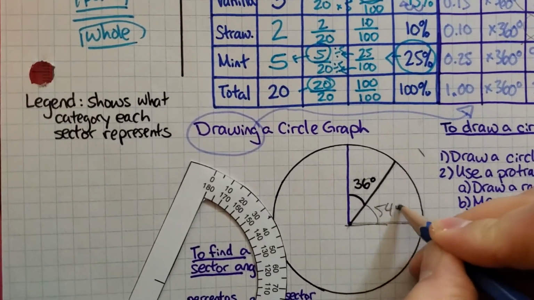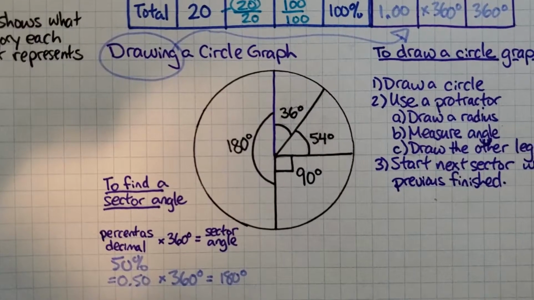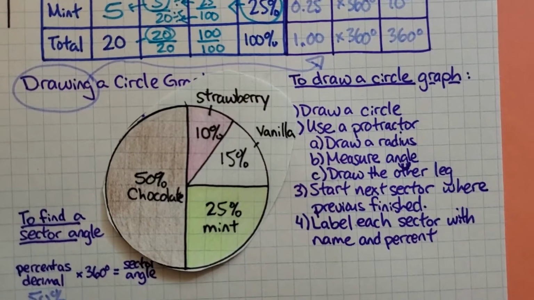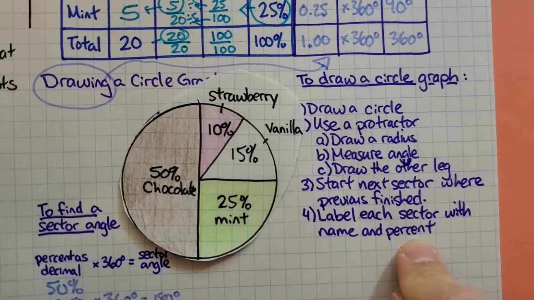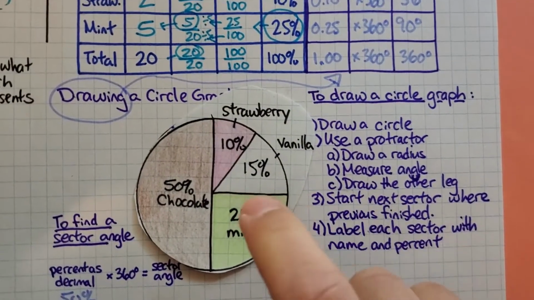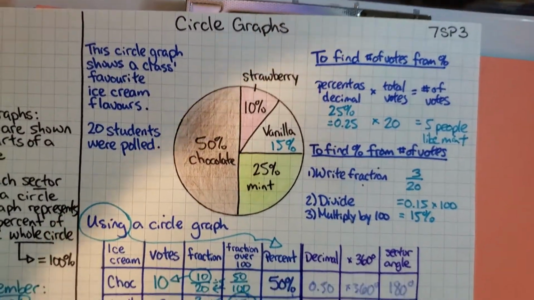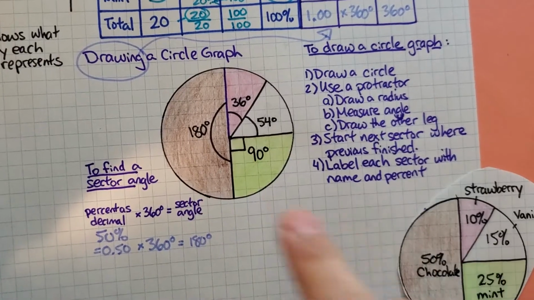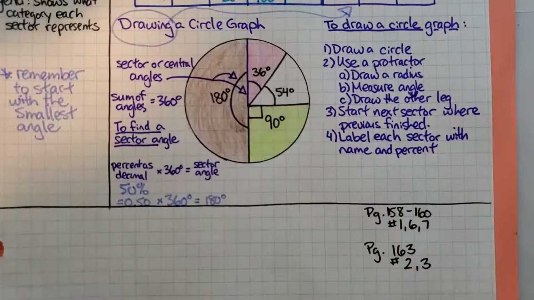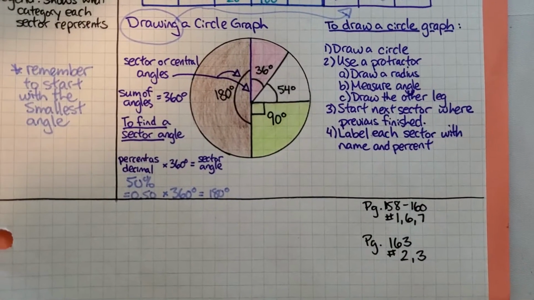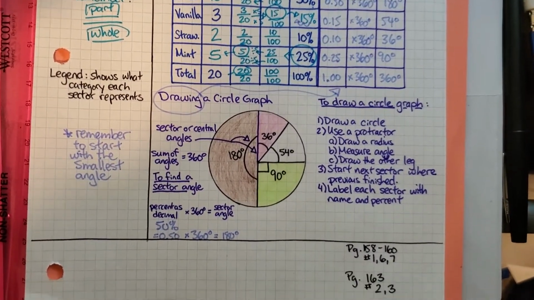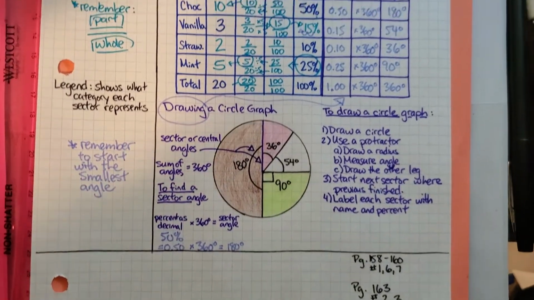Alright. I went ahead and finished all the rest of the sectors. The last step is to label each sector with the name and percent. Just like that. But for the purposes of these notes, I thought it best to leave it with the sector angles. That sums up drawing a circle graph. I hope you enjoyed that super long movie.